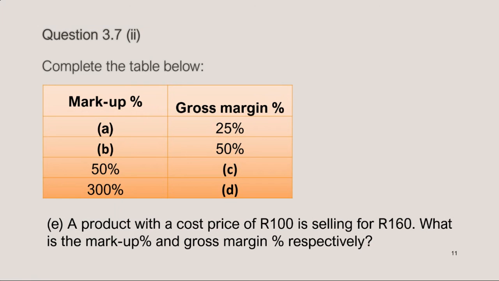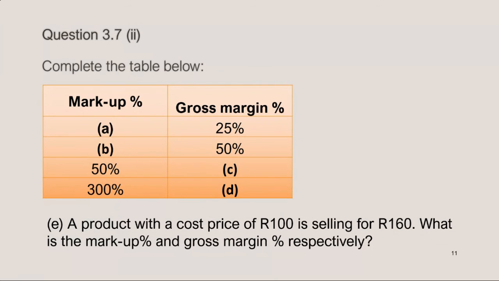Now remember, when you do the calculations, you need to show me the formula in order to get the marks as well. But you also need to indicate what you are busy working out. The reason for that is if you just show me a percentage, it can be either or, and I'm not sure which one you're referring to. So you need to indicate, are you busy with the markup? Are you busy with the gross margin?